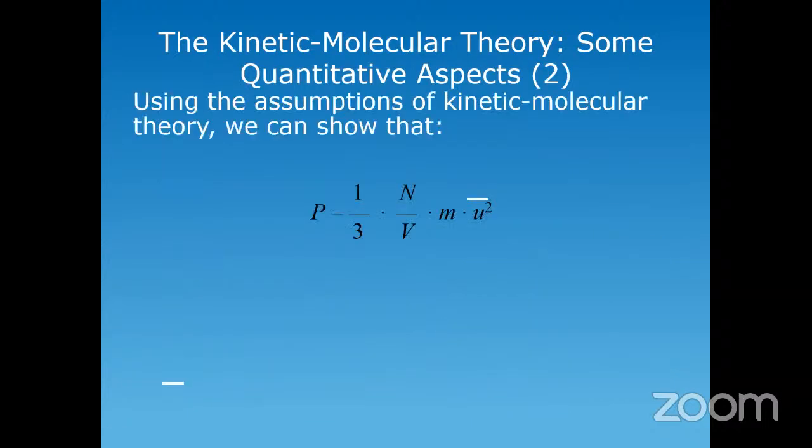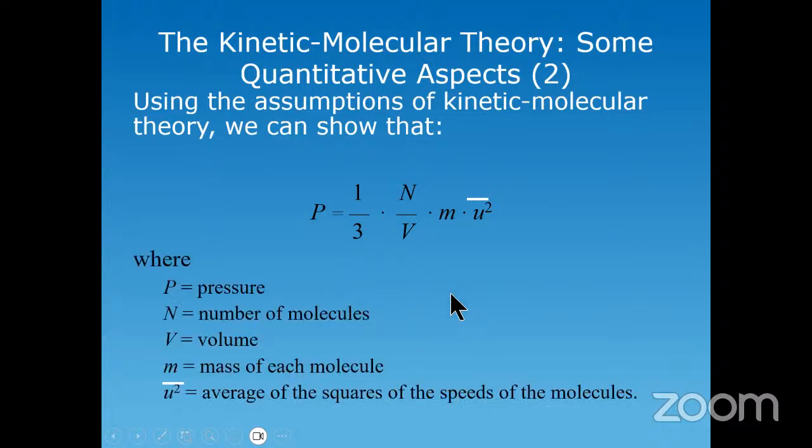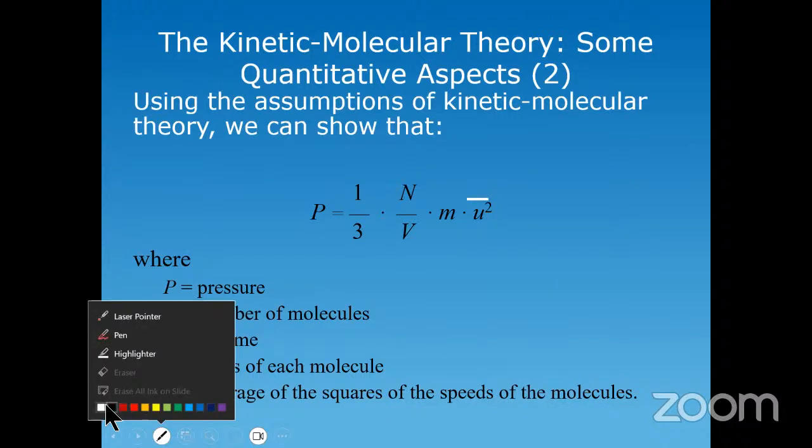So as a result of all that, and I won't go through all the details as to how this equation is derived, but based on what we just discussed, we can derive this equation right here, which shows you the relationship between different variables as far as gases are concerned, right? And just to let you know what each of these terms are, P is the pressure of the gas, N is the number of molecules, V is the volume, M is the mass of each molecule, and then this here is called the average of the squares of the speeds of the molecule. So what this is saying, and in fact, let me write this down here just to make sure you understand what this is all about.